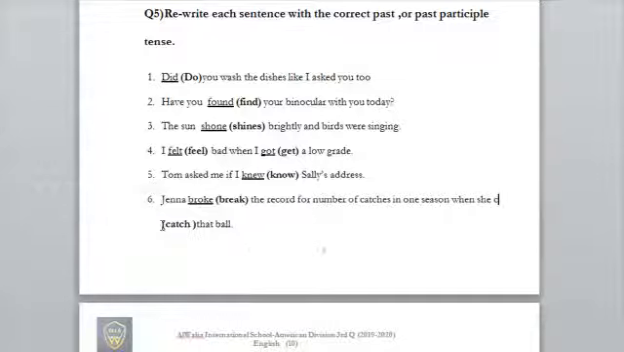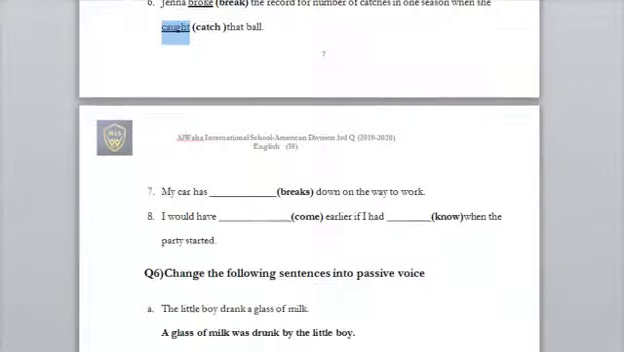It's C A U G H T, because some of you are already, or might be, confused between OU and AU, but actually it's CAU.